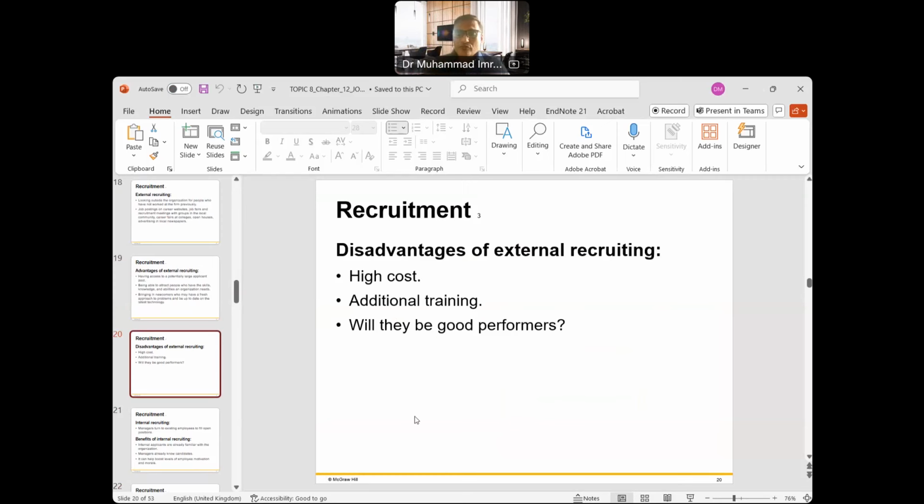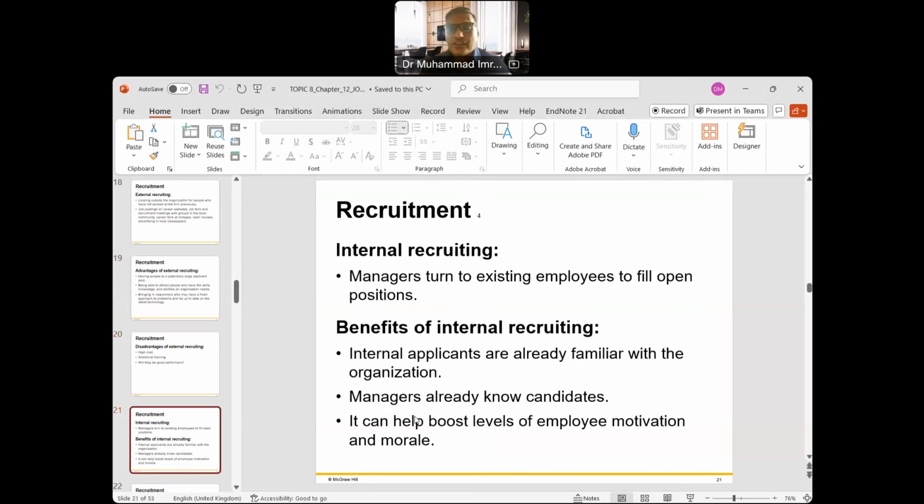It's a newcomer for you. So here, internal recruitment. Managers turn to existing employees to fill open positions. I mean, they are recruiting from their internal employees, who are already employees. Maybe they are just going to promote them. Benefits of internal recruitment: internal applicants are already familiar with the organization, and management is also familiar with them. Managers already know the candidates. It can help boost the level of employee motivation and morale, because you are going to promote them.